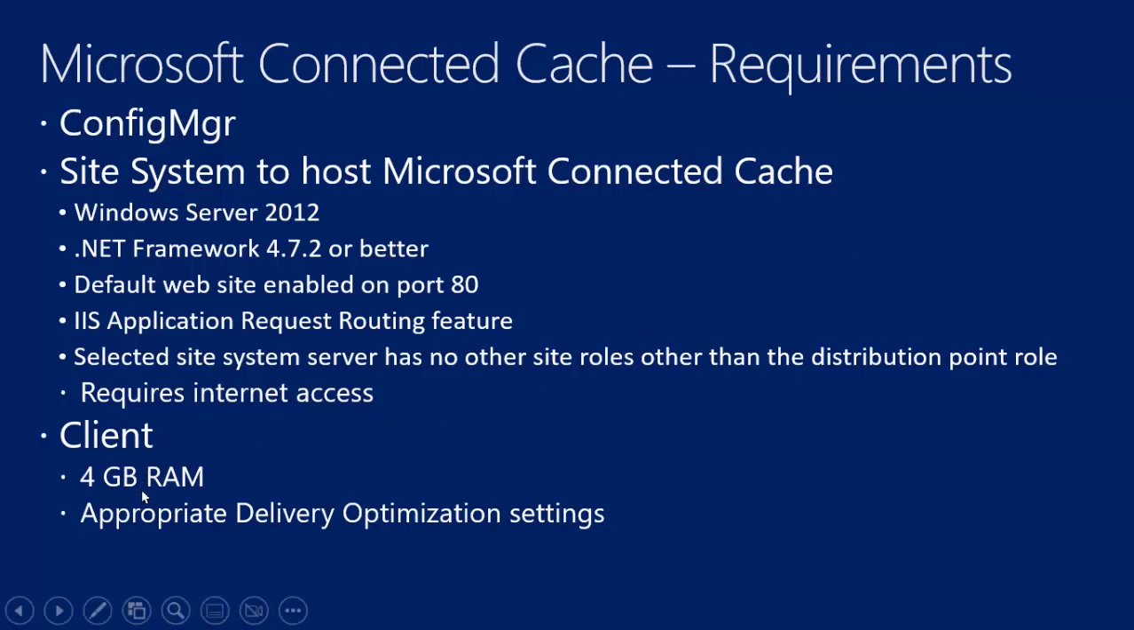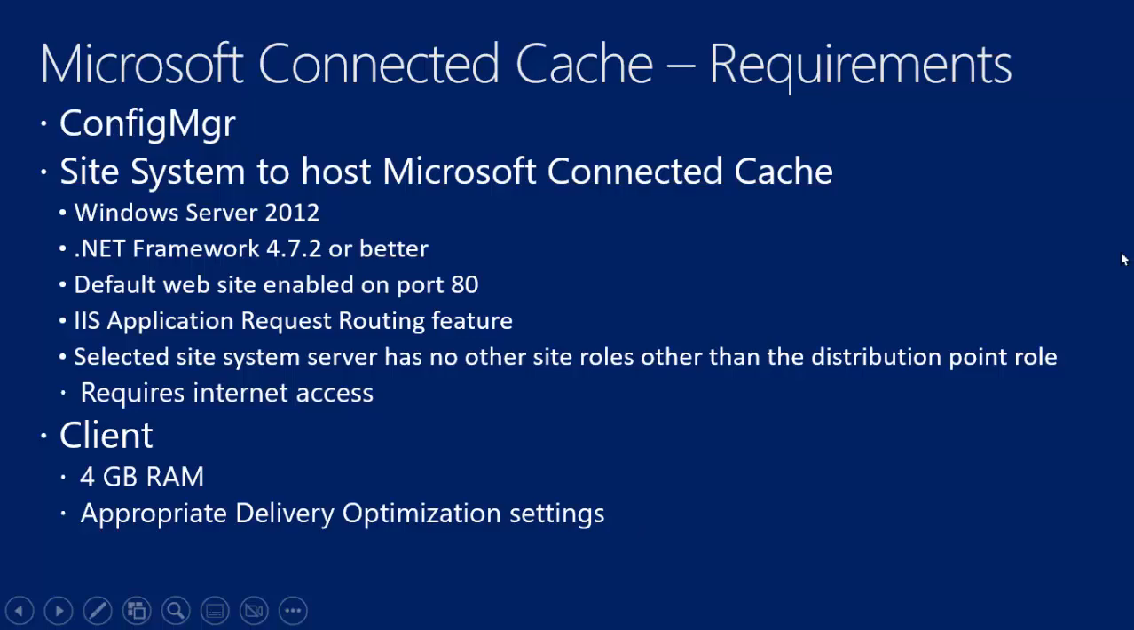Your clients need 4 gig of RAM and appropriate delivery optimization settings. We'll talk about that. Now, the requirement for 4 gig is not a blocking thing. In my lab, the clients have less than that, I believe. I can't remember for sure, so let's be a little bit fuzzy on that. I don't know if 4 gig is a hard and fast requirement. It probably is a recommendation, something you need to make sure is there just for performance reasons, if nothing else. I don't recall if we block for less than 4. I don't think we do. Anyway, most devices these days will have 4 gig of RAM, so that shouldn't be a big deal.